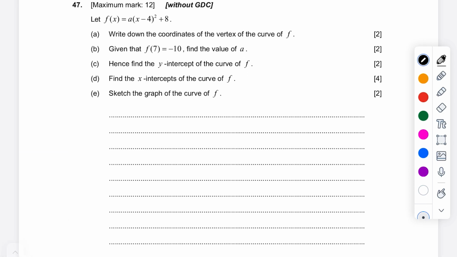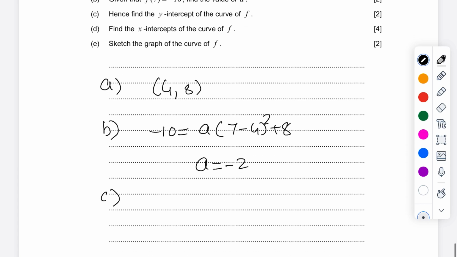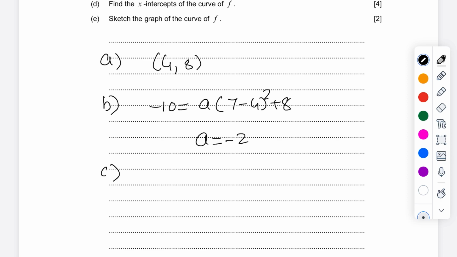Question number 47. Write down the vertex of the curve. So the vertex is (4, 8). Then b, f of 7 equals negative 10. Find the value of a. So negative 10 equals a times (7 minus 4) whole square plus 8. So a equals negative 2. Find the y-intercept of the curve. Y-intercept means plug in x equals 0. So you get y equals minus 24.